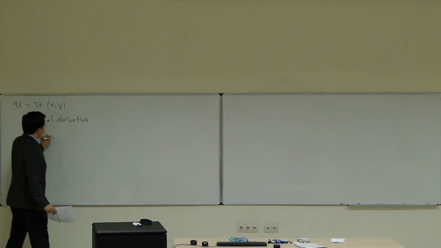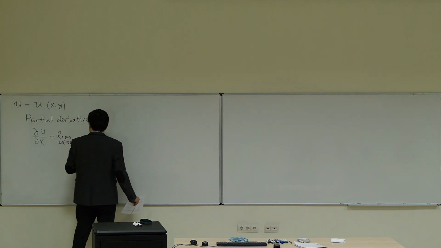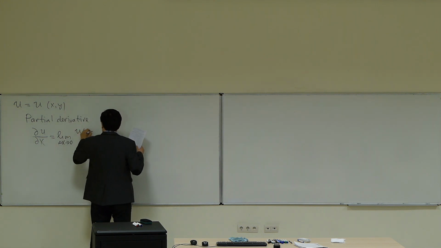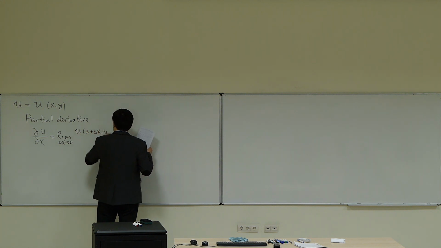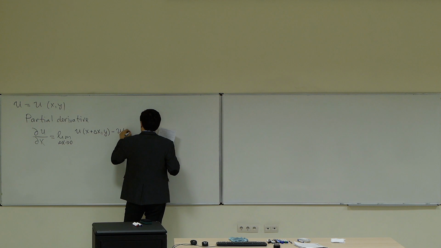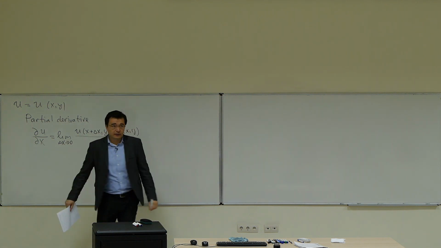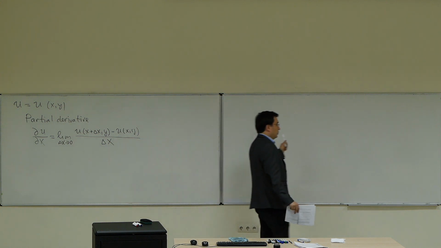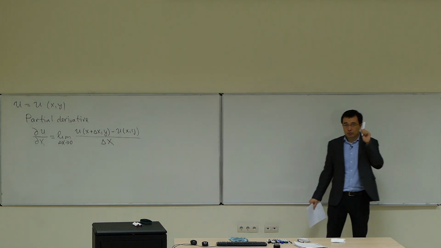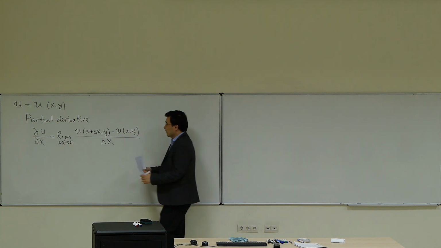∂u/∂x is just the limit when delta x goes to 0 of u(x plus delta x, y) minus u(x, y), divided by delta x. This is the definition of the partial derivative of the two-dimensional function u with respect to its first variable x. Okay, one thing you notice is that you do not touch y.